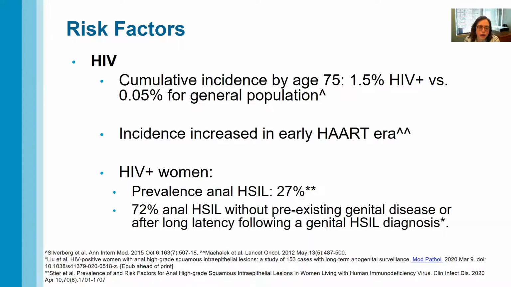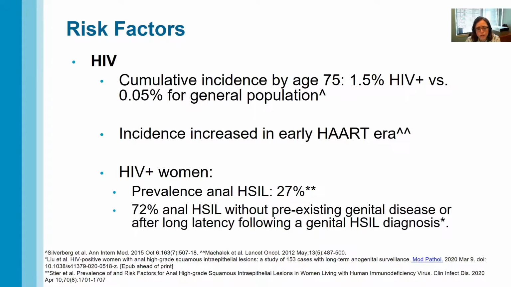Now, the incidence of anal cancer seems to have increased following the era of highly active antiretroviral therapy. Following HAART, HIV-infected patients are living much longer lives, and as a result, the natural history of HPV infection and progression to invasive cancer is also more likely to occur as these patients are living longer. So it is not surprising that the incidence has increased post the HAART era.